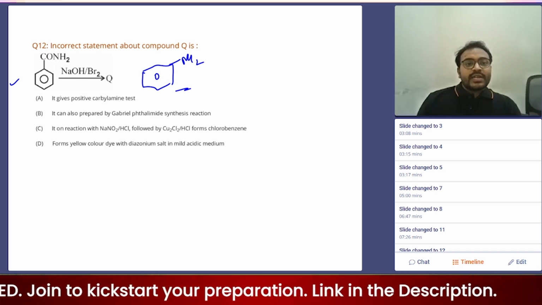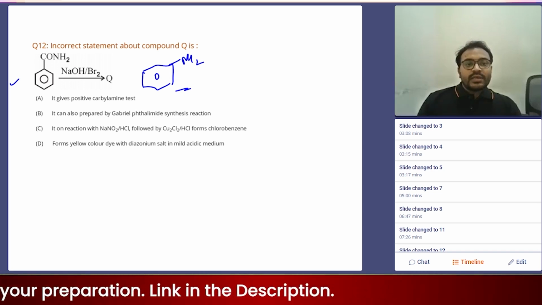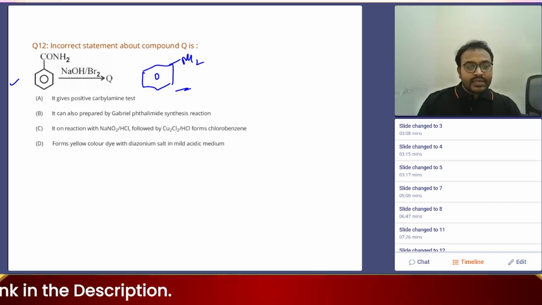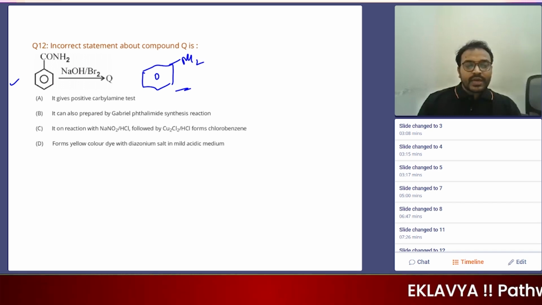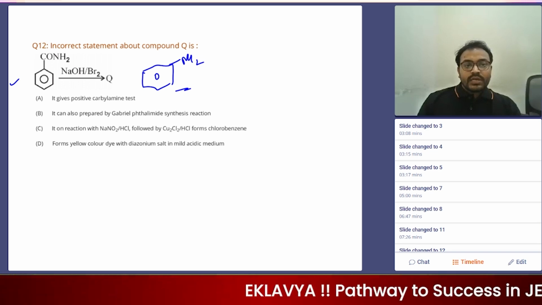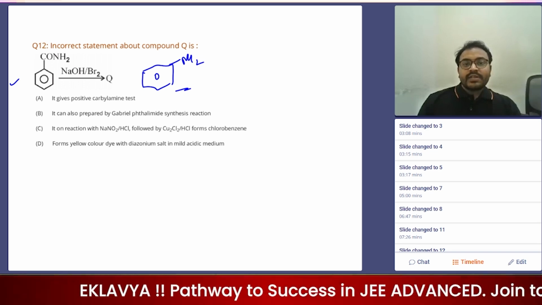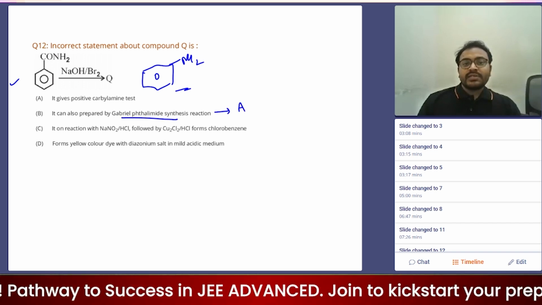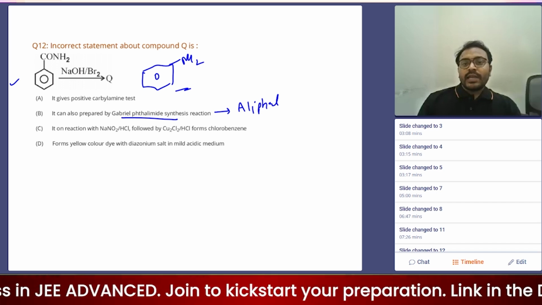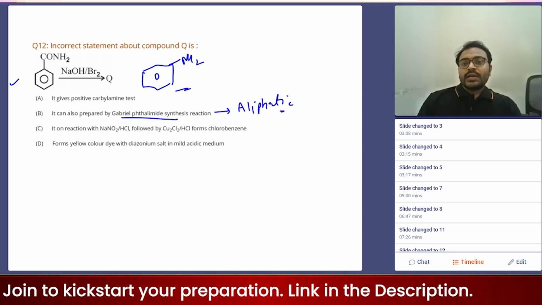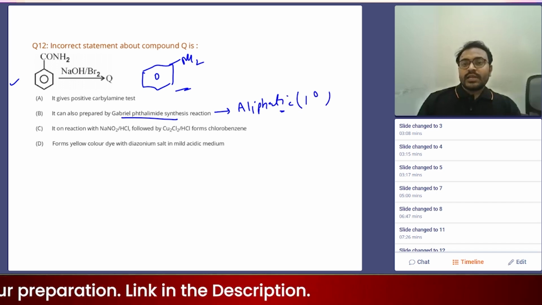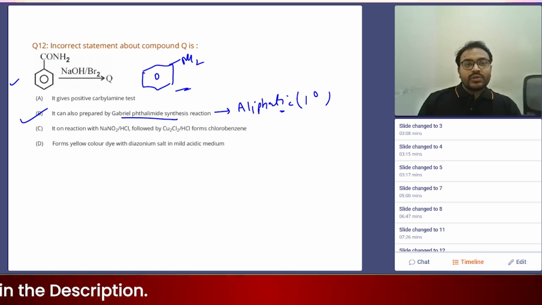So which one is incorrect? This aromatic amine gives a positive carbylamine test. Yes, it can give the carbylamine test because that is a primary amine, but it cannot be prepared by Gabriel phthalimide synthesis, because from Gabriel phthalimide synthesis we can get only aliphatic amine, aliphatic 1 degree amine. So the incorrect statement is option B.